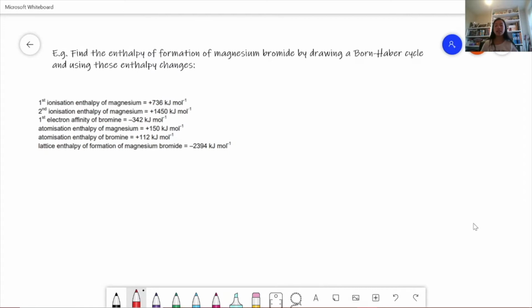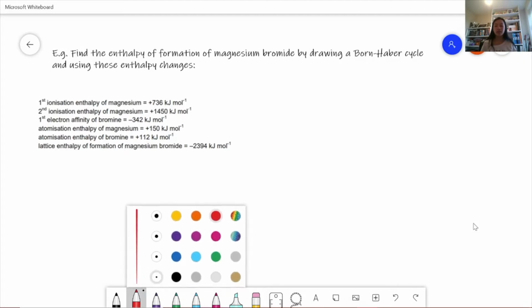So we're going to look at an example. Find the enthalpy of formation of magnesium bromide by drawing a Born-Haber cycle and using these enthalpy changes. So the first thing I like to do is to write out all the equations for the enthalpy changes, so I know exactly what's going on.